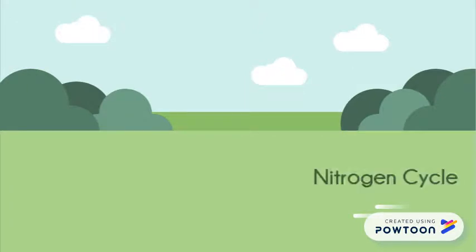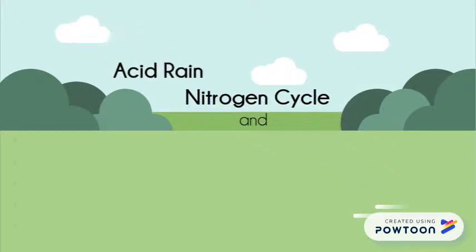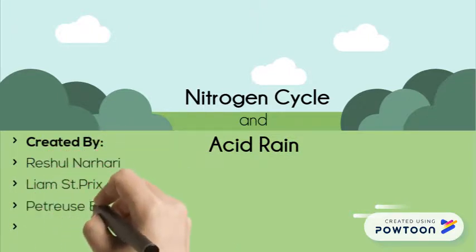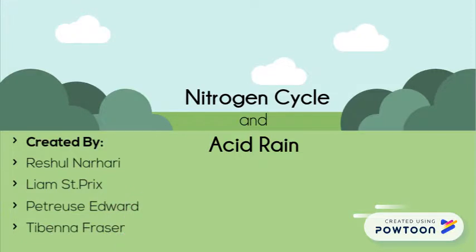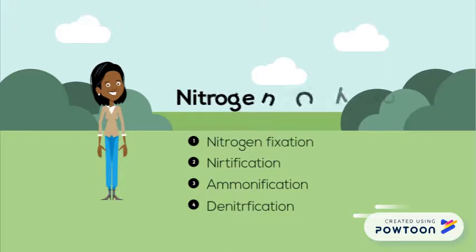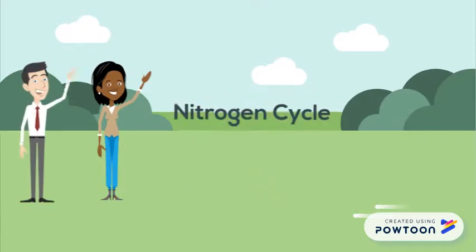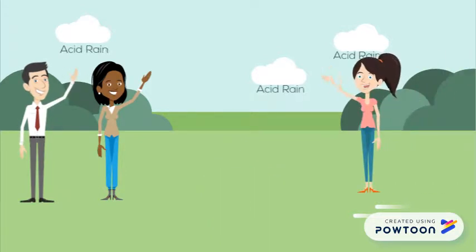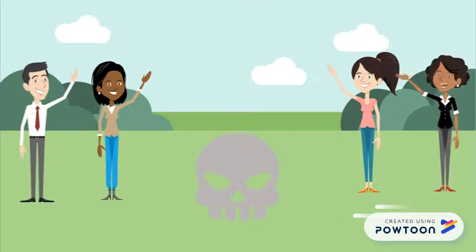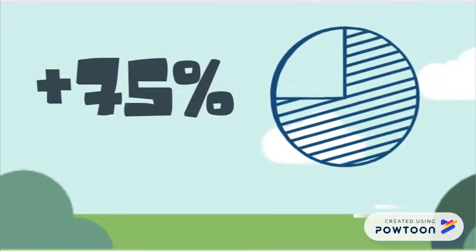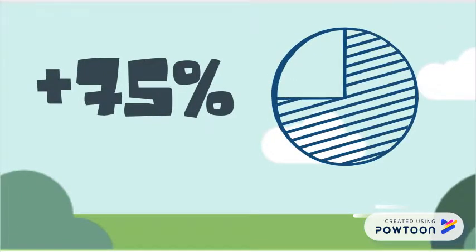Where today we shall talk about the nitrogen cycle and, in part 2, acid rain, a project created by Rachel Nahari, Liam Sanpri, Patrice Edward, and Tabina Fraser. In part 1, I shall speak to the nitrogen cycle and its 4 stages. Then Liam will speak to how we humans negatively affect the nitrogen cycle. Then in part 2, Rachel shall speak to acid rain, and then Patrice will speak on how acid rain affects the environment. As we should know, nitrogen gas makes up over 75% of our atmosphere.